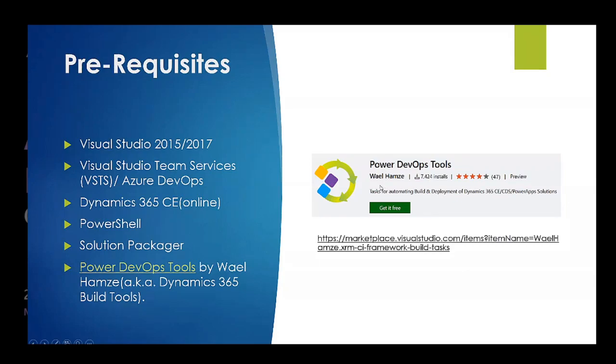And on the right-hand side, you can see the image. This Power DevOps tools comes as an extension with the Azure DevOps. You need to install it the first time. Once you install it, you will be able to see it inside your VSTS build and release definition. And here I have given the link to download the Power DevOps tools.